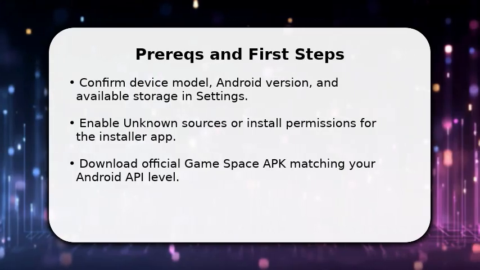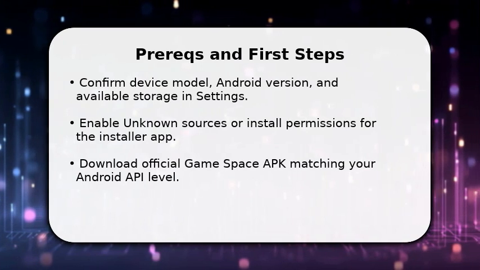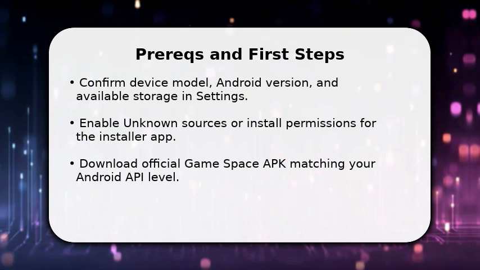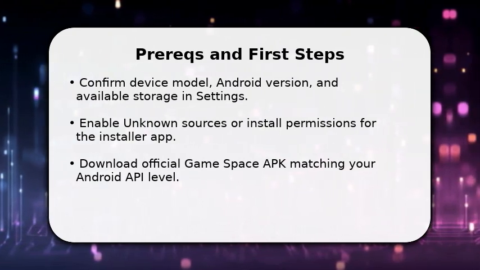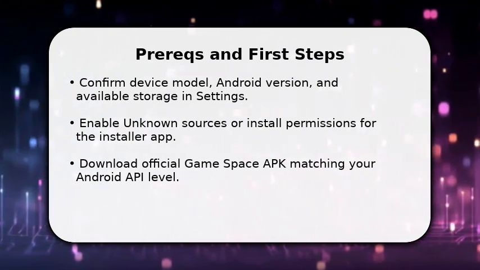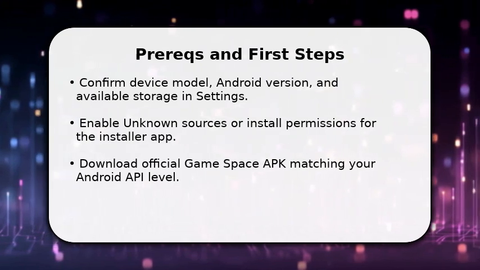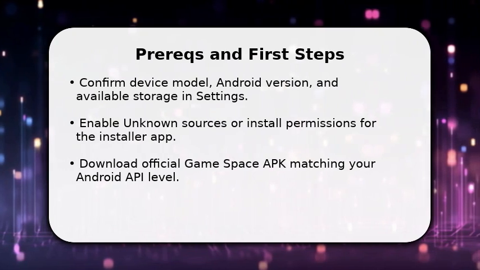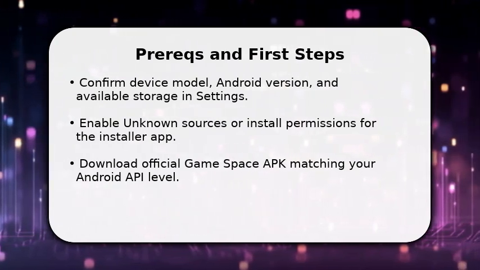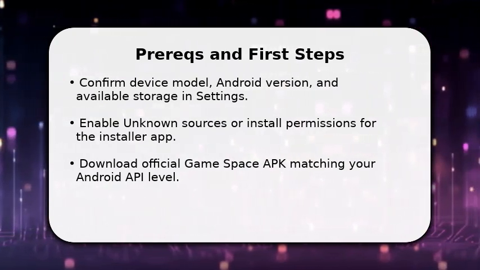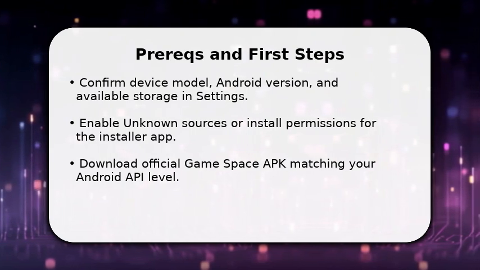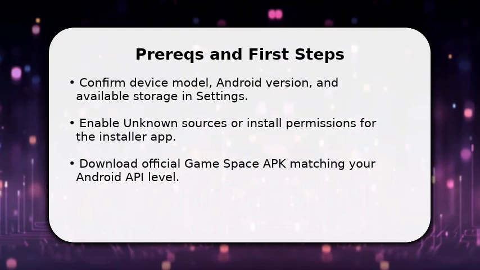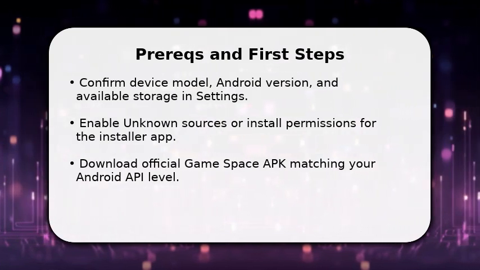You start by confirming the essential prerequisites. Check your device model, Android version, and free storage so the installer can run. Next, grant install permissions or enable unknown sources for the app that will sideload the APK. Once done, download the official GameSpace APK that matches your Android API level. Mismatched builds cause the app not installed error. This prepares the device and installer so you can proceed without guessing which package will work.